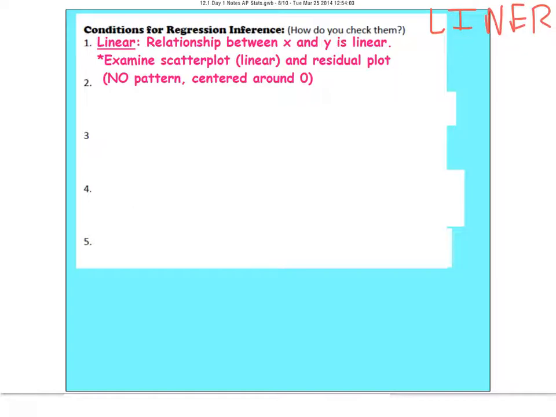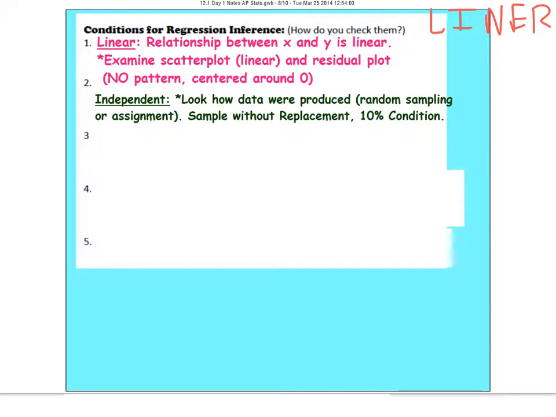I is going to be what we are used to, which is independence. So to test for independence or to check for it, all we have to do is think about this again. How were the data produced? Was it random sampling or random assignment? Remember that if they're doing an experiment setup, the independence has already been established. However, if they are sampling without replacement, you must check that 10% condition. And just remember, is our population greater than or equal to 10 times our sample size? So this here is really one condition that we see throughout the entire book.